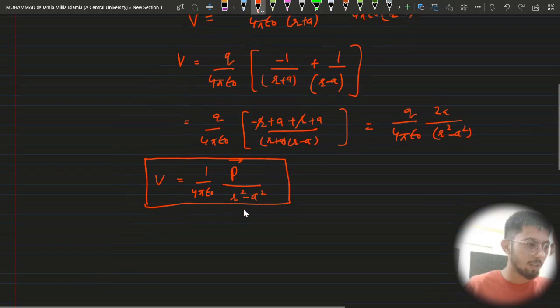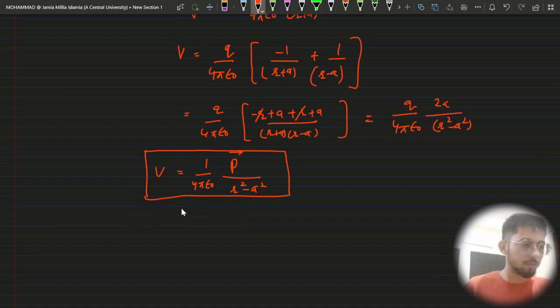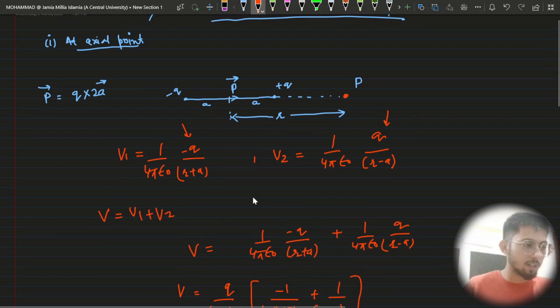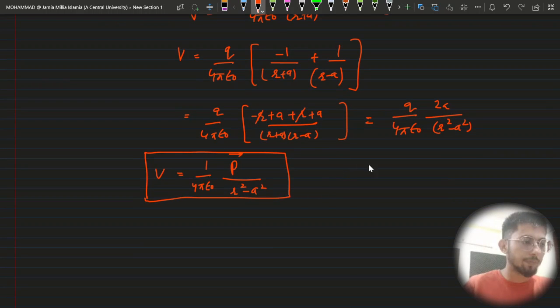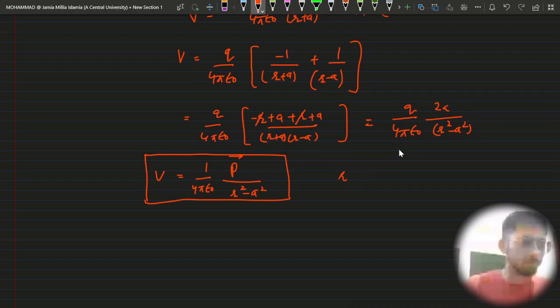Now you need to note one thing. This r will generally be very much greater than a, because the distance between the charges of the dipole is very small as compared to this distance. So r is much greater than a. R square will always be greater than a square, so we can neglect this a square. So what would the formula become?